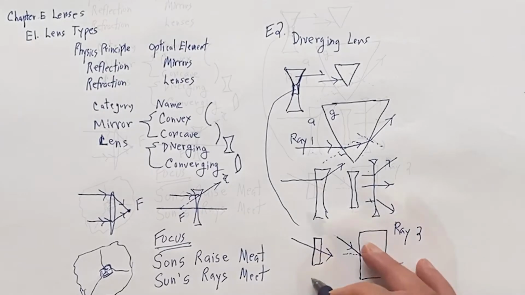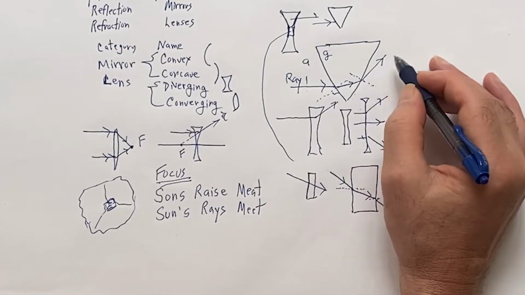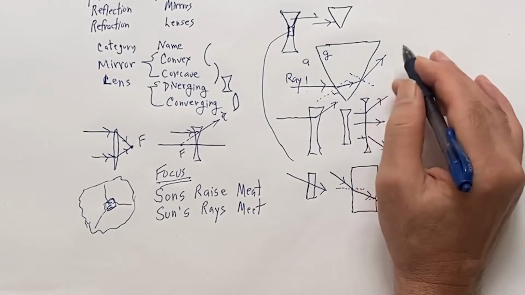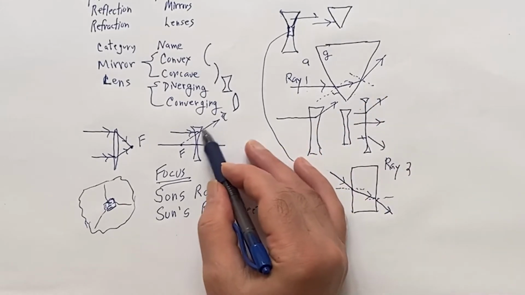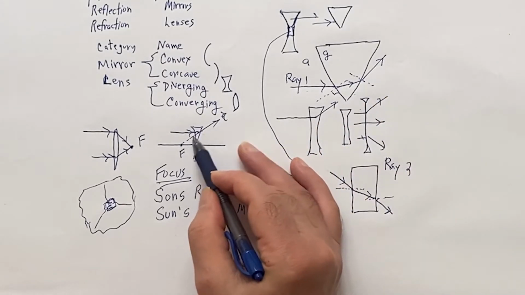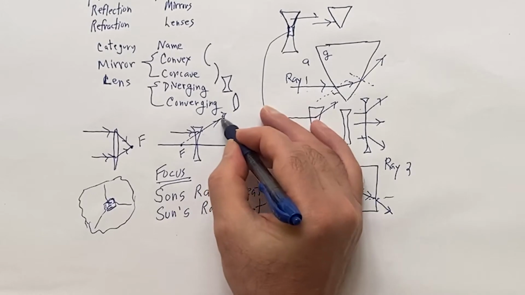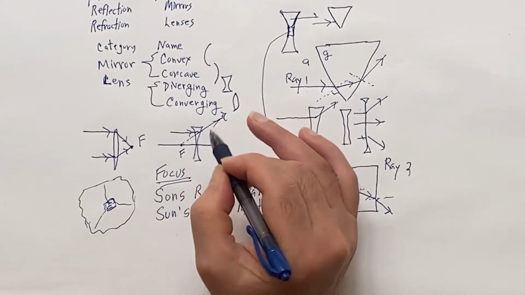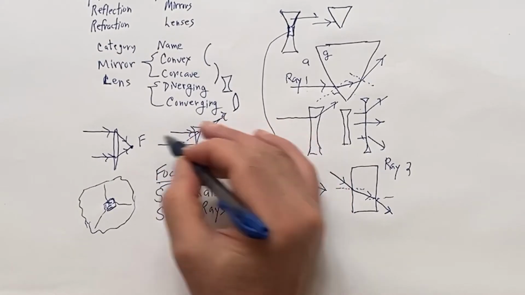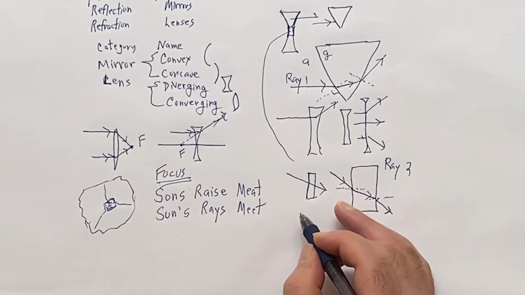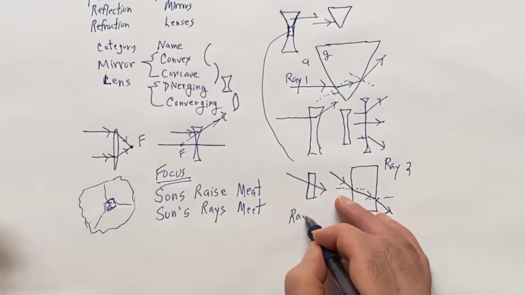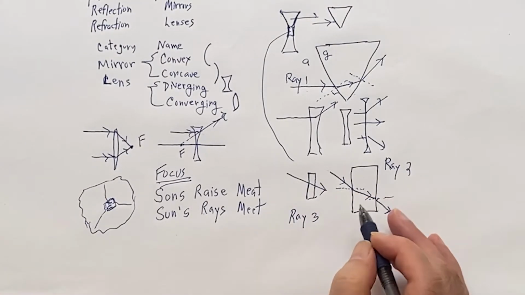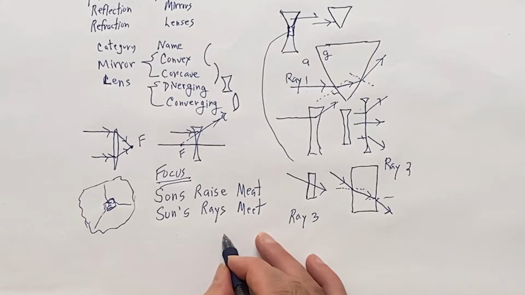And then ray 3 is ray 1 backwards, where if this is coming as if from this F, if you run it backwards and send the light the other way, aim it at F on the other side, it will go out parallel. So they're the three rules. So we can sketch those rules out in a little bit of a phrase.